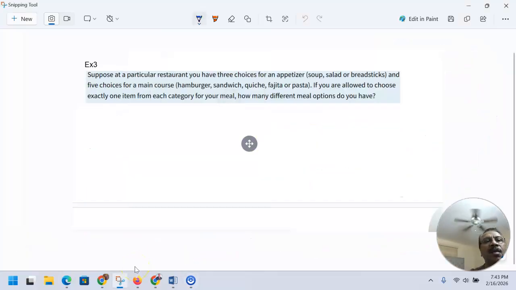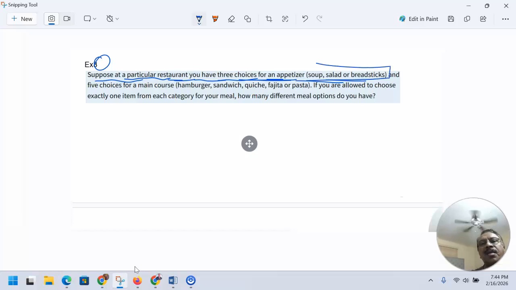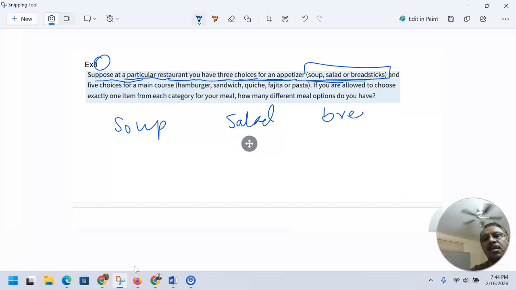Okay, look, this is example number 3. Suppose at a particular restaurant you have three choices for an appetizer. So these are the options. When you go, you can select either soup, or salad, or breadstick. So these are your starters.